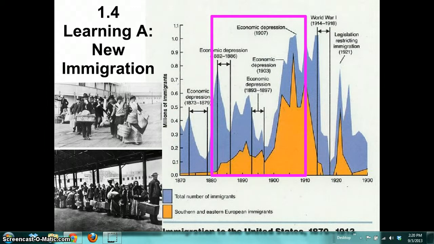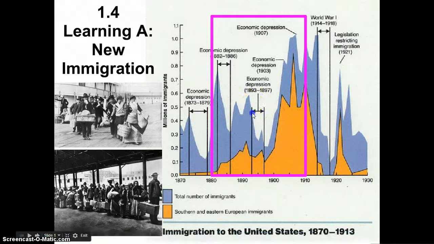You can see also that the total number of immigrants increased, with a large portion of them being Southern and Eastern European immigrants by the end of the Gilded Age. Notice the things that create the downturns in immigration are also the economic depressions at each point here, you can see.